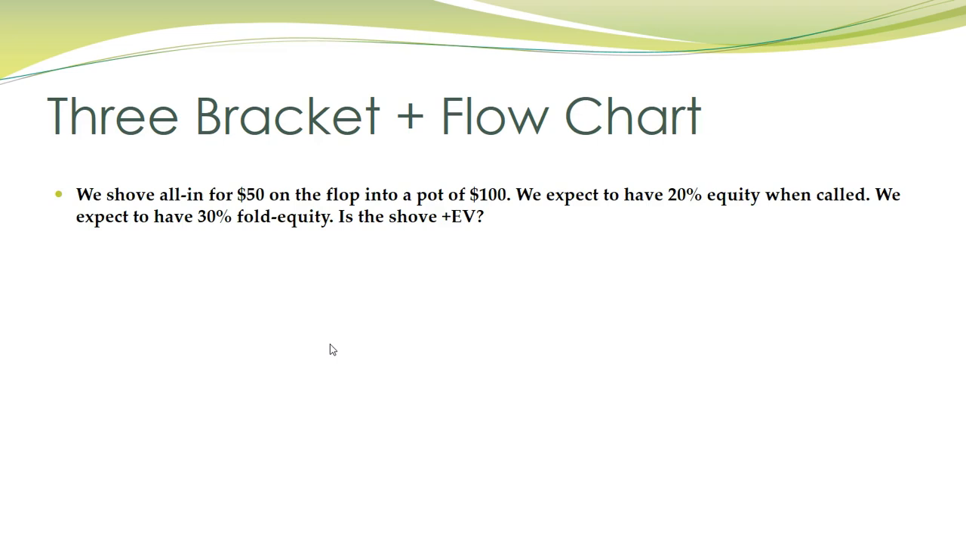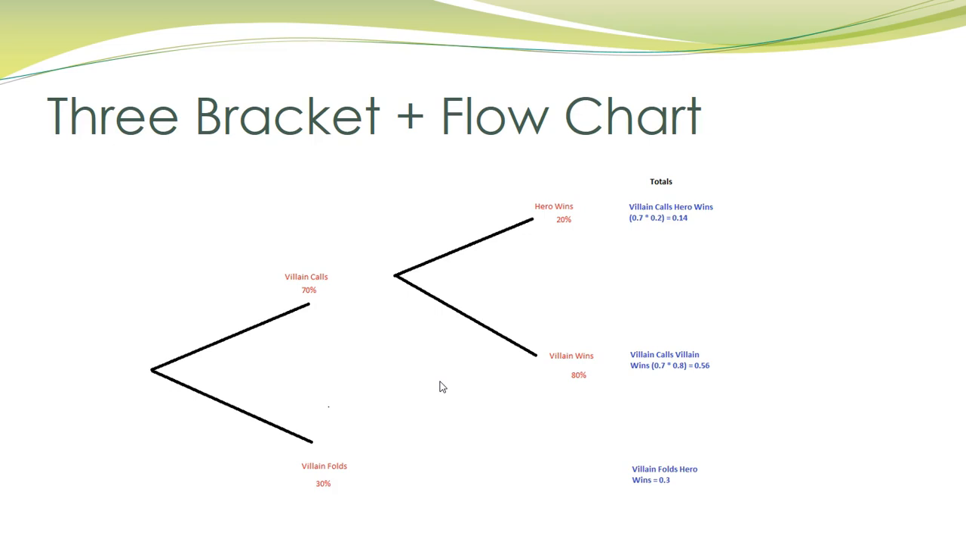So the next method is the 3-bracket method along with a flowchart. So same question here. Now before we start with the 3 brackets, I'll explain what that means very, very shortly. Let's just create a flowchart of all the possible outcomes that can occur in this hand. In fact, I've already done that for you. Let's have a look at this flowchart. So at the beginning of the flowchart, although it's not written, we shove all in for $50. Now at that point, one of two things can happen. Either villain can call, that happens 70% of the time, or villain can fold, which happens 30% of the time.